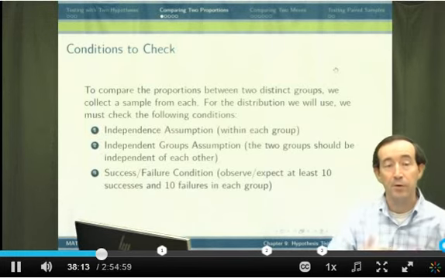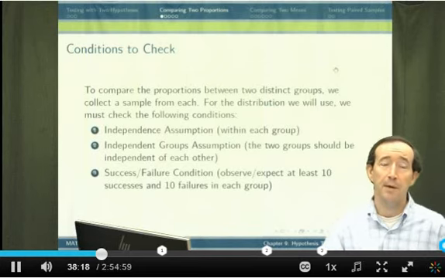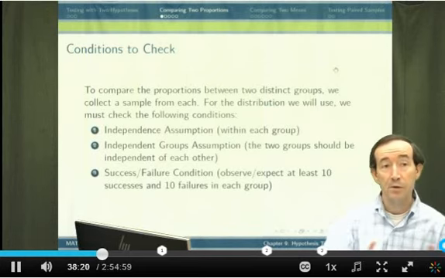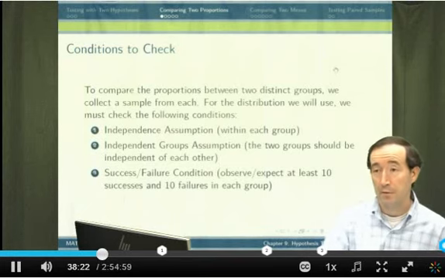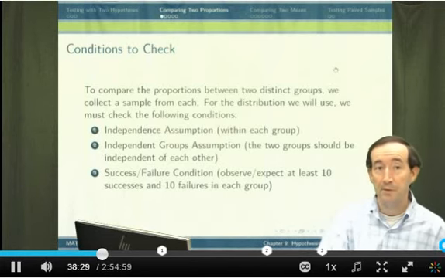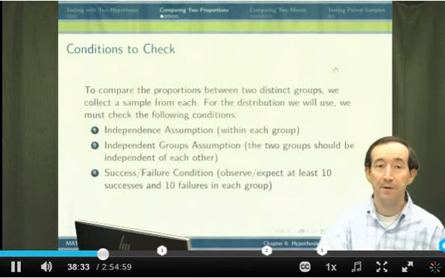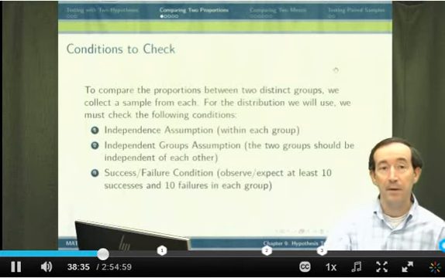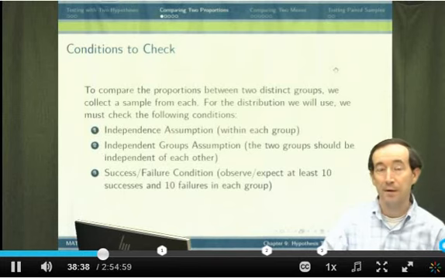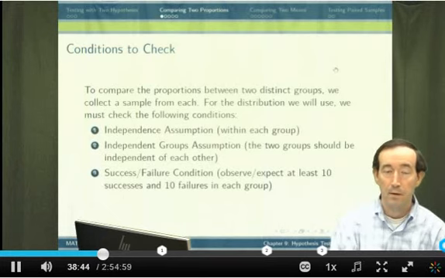Now, because I'm comparing two different samples here, I actually have an extra condition to check for independence. What I need is that the two groups are independent of each other. In most cases, if you're actually testing two different groups, it should be relatively obvious that they're independent from each other. But it is a question you need to ask. You do need to verify that. If they are not independent, then you don't have the independence of your samples, and that leads to a breakdown of the distribution we're trying to use to compute the hypothesis test.